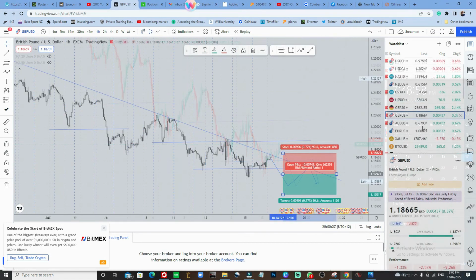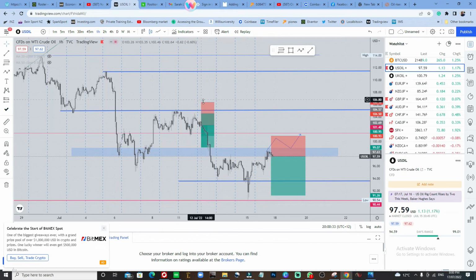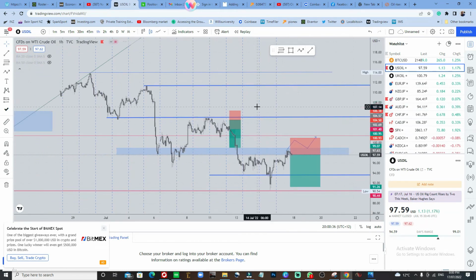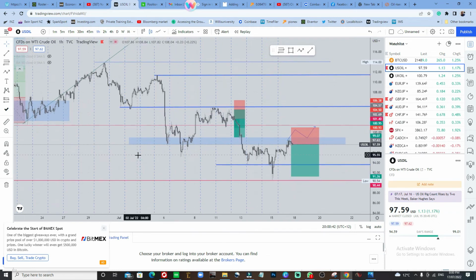Okay. Now for the US oil, this is a 1 hour time frame. Very simple behavior. Let's start from here. Market built up here, came down, created a structure here, came down, tested this level, came down, tested this level, and is expected to push to the downside.